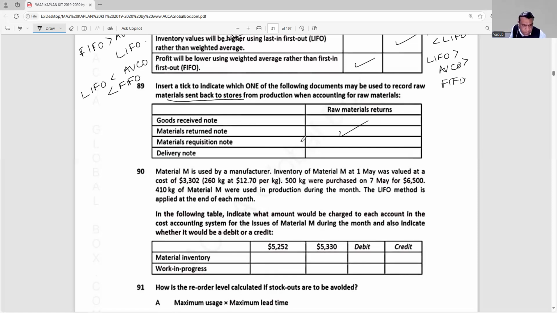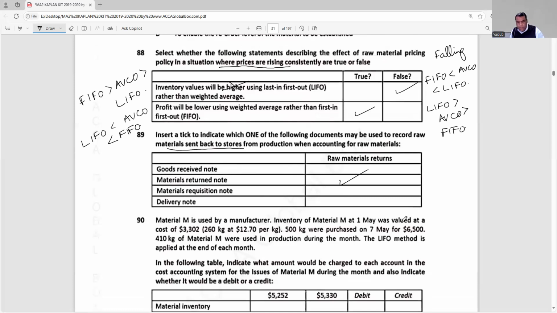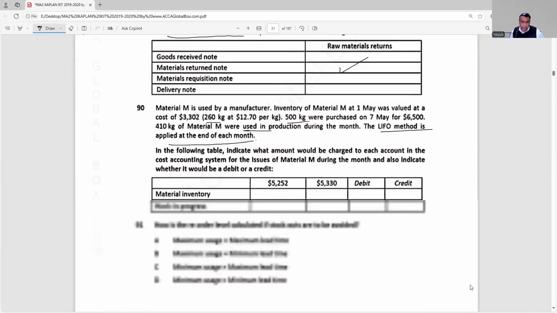Next one is what? Material M is used by a manufacturer. Inventory M at 1st of May was valued at cost of 3302 at 12.7, where we have opening inventory of 260 kgs. 500 kgs were purchased further on 7 and 410 were used in production during the month. Last in method is applied at the end of the month of each following. So last in first out we are not using.